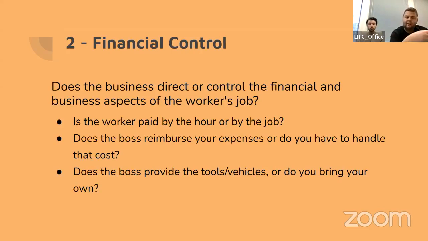Financial control is another area. So in this, we're generally asking, does the business direct or control the financial and business aspects of the worker's job? So this is everything having to do with money, whether it be the money that's paid to the worker for the work that they do, or the money that's used to facilitate the work as it's getting done.